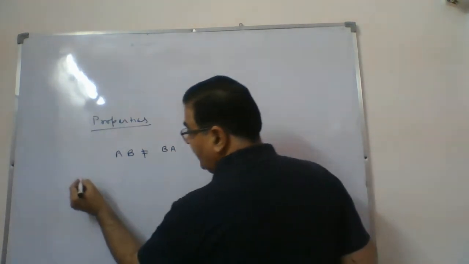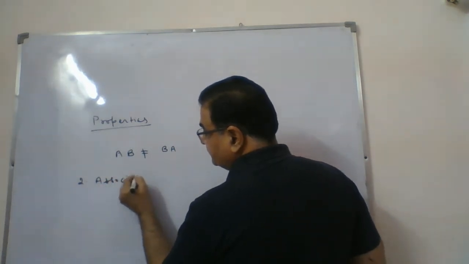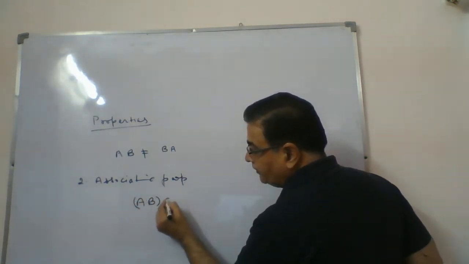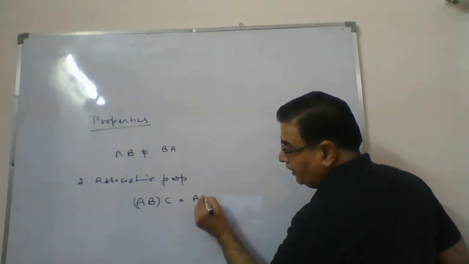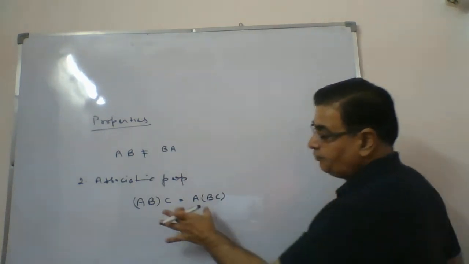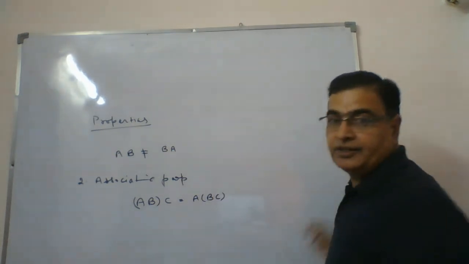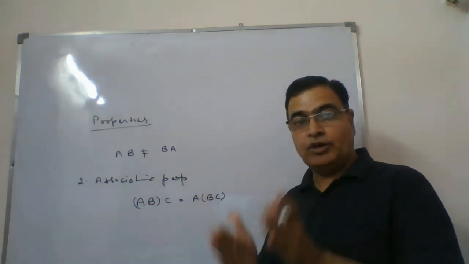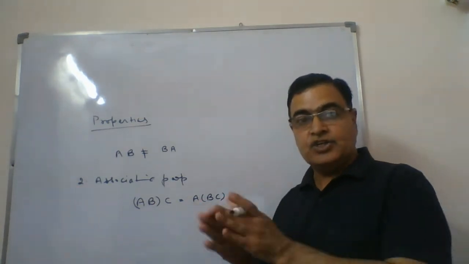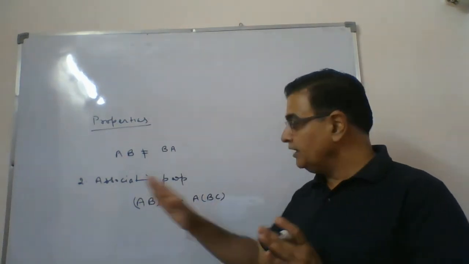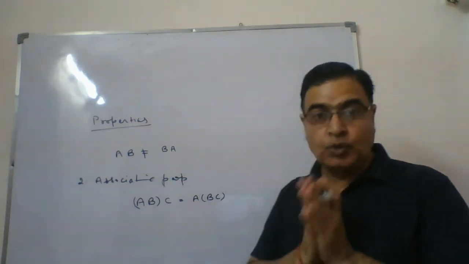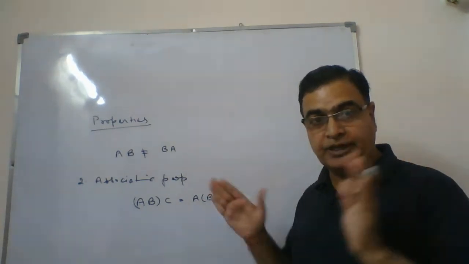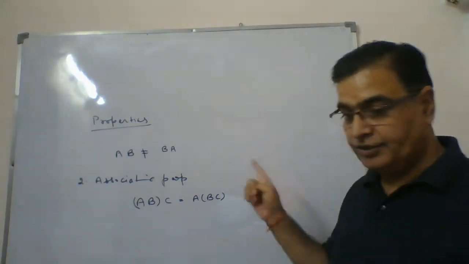Second thing, the associative property. What the associative property says is, if you take A multiplied by B and then whatever result comes, multiply with C, it should be equal to A times B into C. This property is going to hold if both products are possible. If AB is possible, then whatever the result of AB is, that will multiply with C. If both sides' products exist, then we will say the associative property is going to hold. This is property number 2.